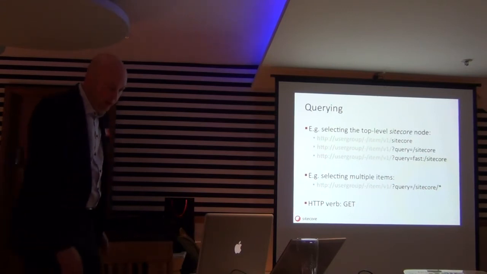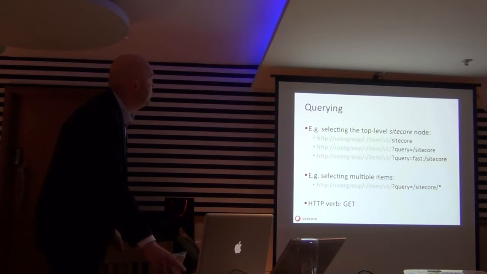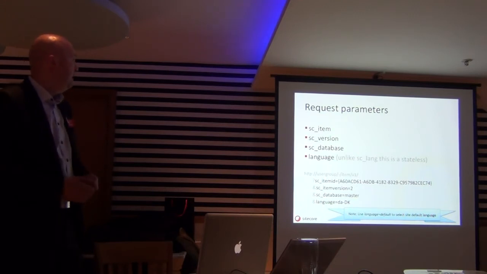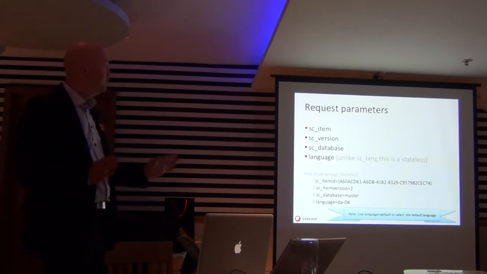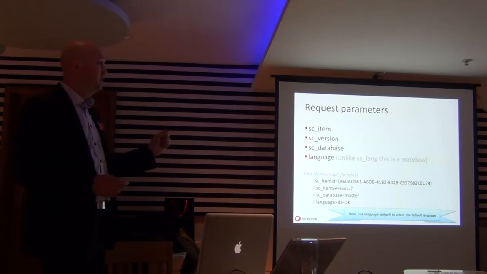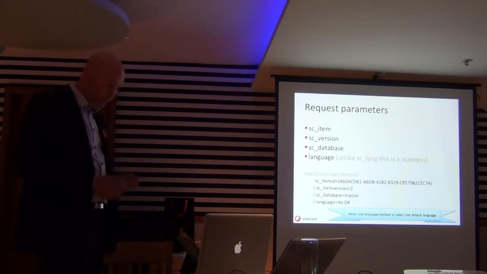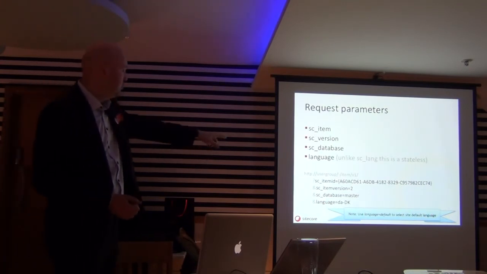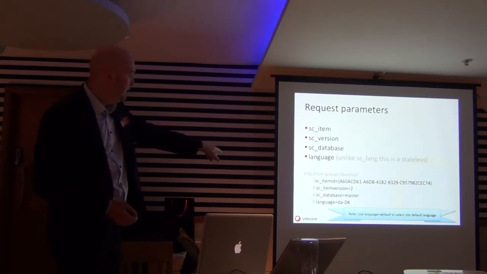And there are some additional parameters you can send when you send off a query. So you can specify an SC item, which is an item ID, the version of the item that you want back, the database you want to look in, language, oddly not prefixed by SC. I guess perhaps to avoid confusion with SC lang. The difference between the language parameter here and using SC lang is that SC lang will set a cookie. So if you are actually in a browser, that will stick. The language parameter does not set a cookie and is stateless. And there's an example down here at the bottom. I guess it's pretty obvious. Selecting version 2 of some random item in the master database and in Danish.